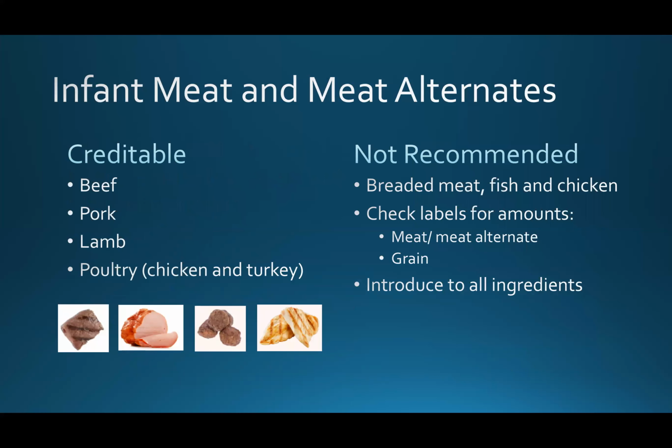Meats, including beef, pork, and lamb, and poultry, such as chicken and turkey, are also creditable. Breaded meat, fish, and chicken products are allowed, but not recommended unless the quantity of meat or meat alternate is known. Look for labels stating amounts of meat and grain in the product. Make sure the infant has been introduced to all ingredients before serving combination foods.